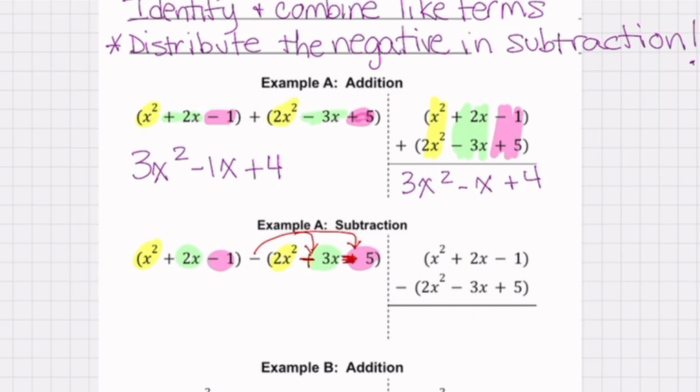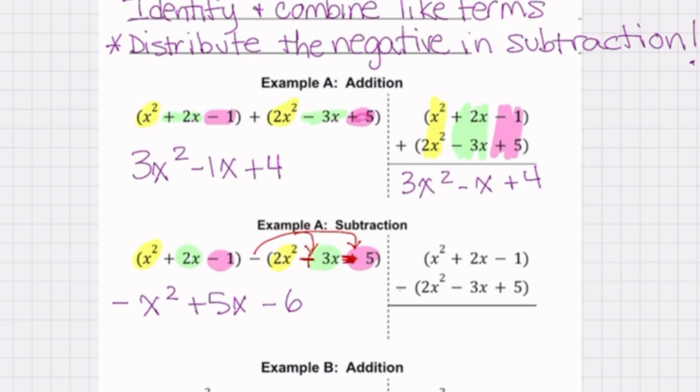Now you're just going to add. x squared minus 2x squared gives you a -x squared. 2x plus, because this is now a plus 3x, gives you 5x. And -1 and -5 gives you -6. Little harder to do when you are subtracting. Little bit trickier when you're subtracting.